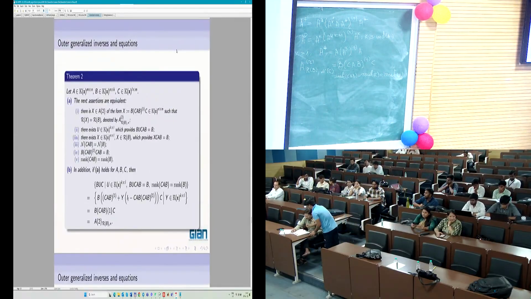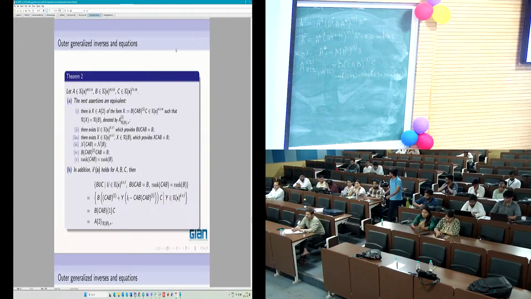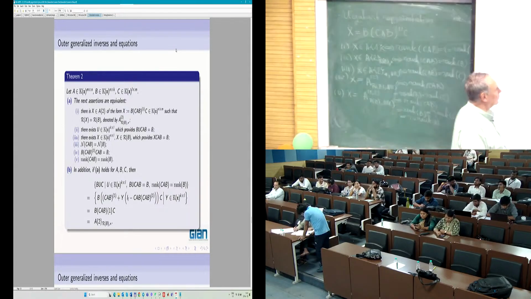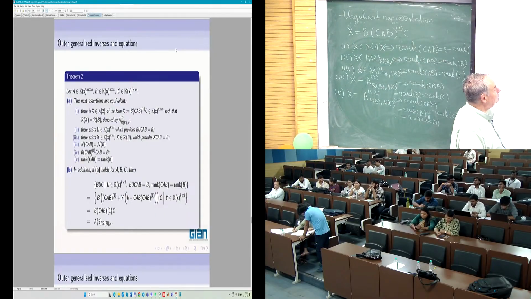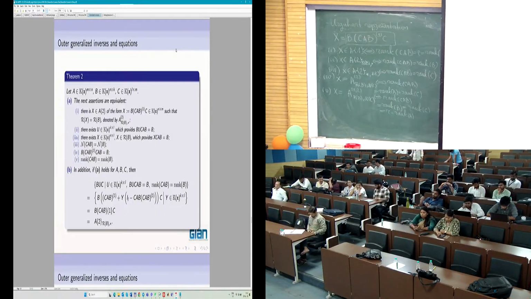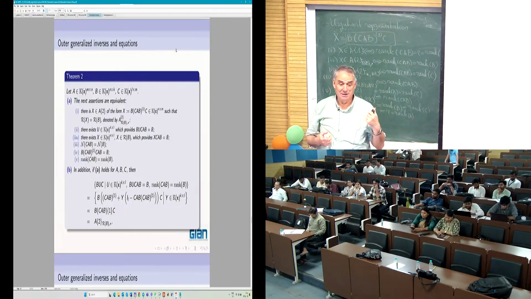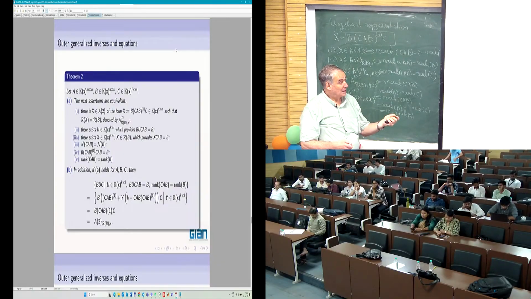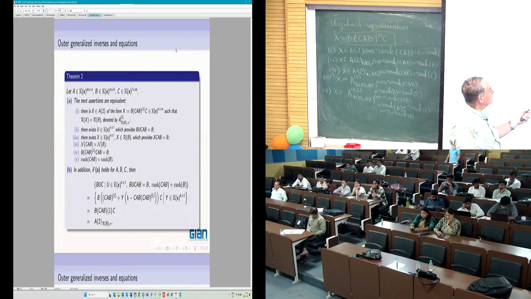Computationally effective procedure for computing. According to this intention, we derived first some theorem 2, and it is related with the rank of C, or rank of B, sorry. And B arbitrary inner inverse of CA, there is one representative of theoretical equivalent conditions.